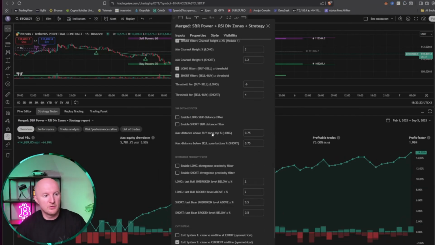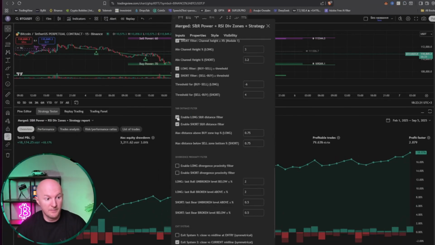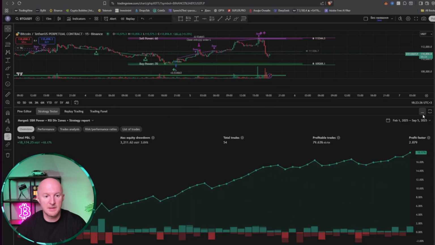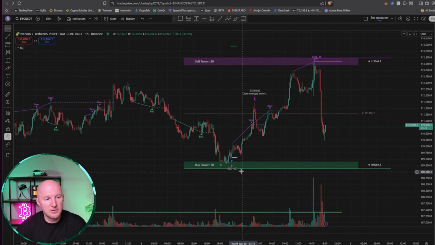But by default, it's better to keep everything as tight as possible. So what does our next filter do? Enable long ASR distance filter. Alright, let's turn it on. There we go. It also has quite a good positive effect on our trades. Let me explain why. Because this filter compares the entry point with this line with the green zone, how close this point is to the green zone.